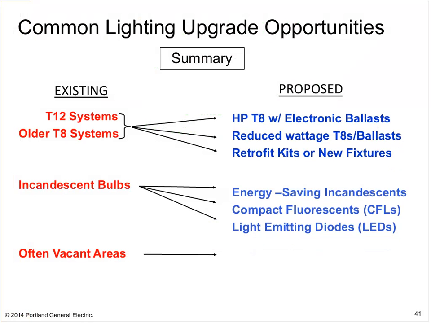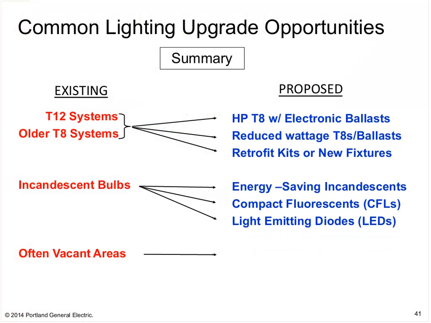If you have incandescent bulbs, whether they're simple bulbs or maybe reflector lamps, you have these choices of the halogens. Compact fluorescents sometimes are a good choice. More and more, you're going to find that light-emitting diodes are going to be your best choice. And if you have areas that are often vacant, look at occupancy sensors. And other types of controls that are good are photo sensors, timers, and maybe just good old signage could work.